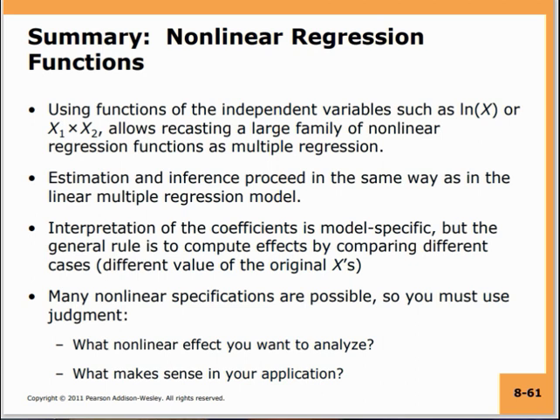But the general rule is to compute effects by comparing different cases, different values of original x's. Many nonlinear specifications are possible, so you must use judgment. You should not just throw in any nonlinear terms just like that. You must see whether it makes sense in your particular application. So with this, we conclude the lectures on nonlinear regression.